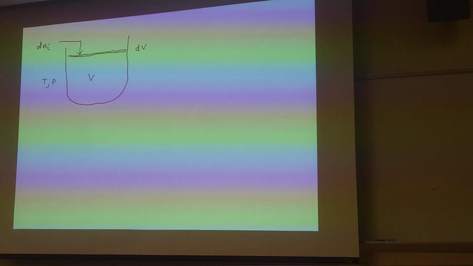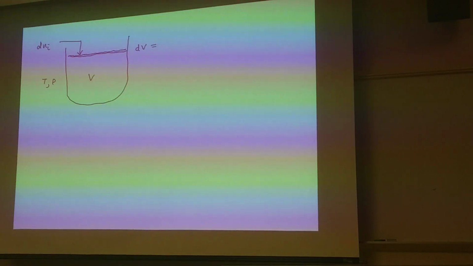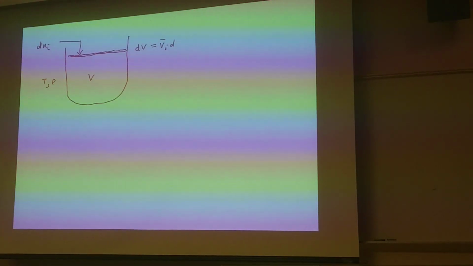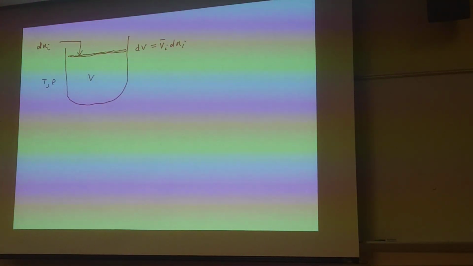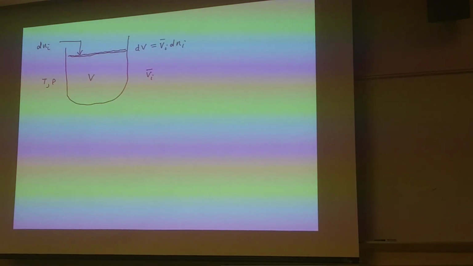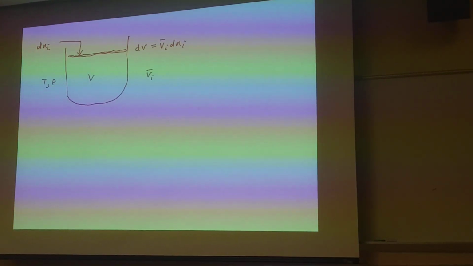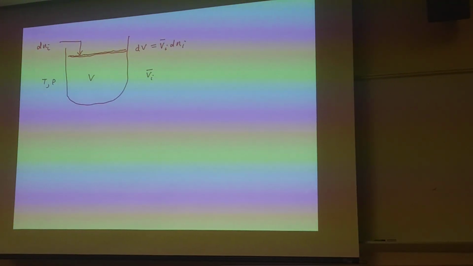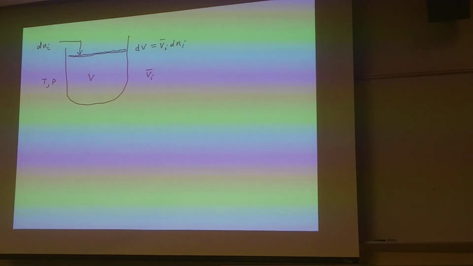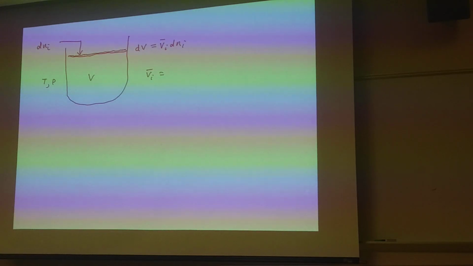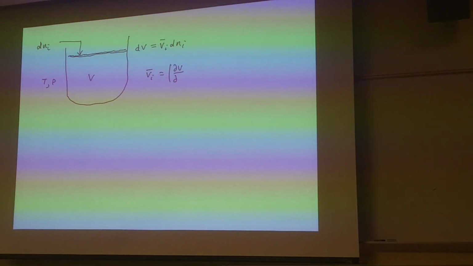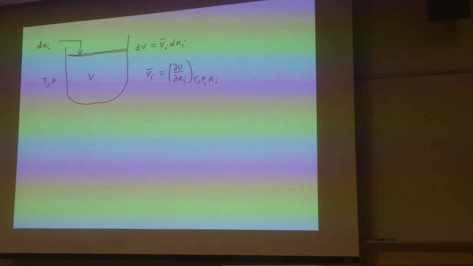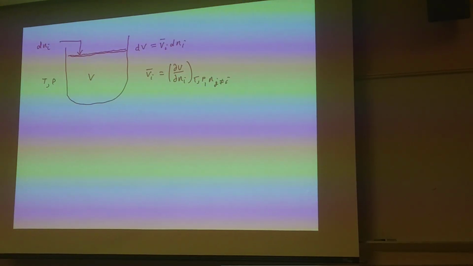And so that dV of the system is going to be this partial molar volume for component i times dNi. And I've introduced the notation here for that, capital Vi with an overbar. That is the notation that we use for the partial molar volume. So that is partial V with respect to Ni at constant T, P and all n's, say Nj, not equal to i.